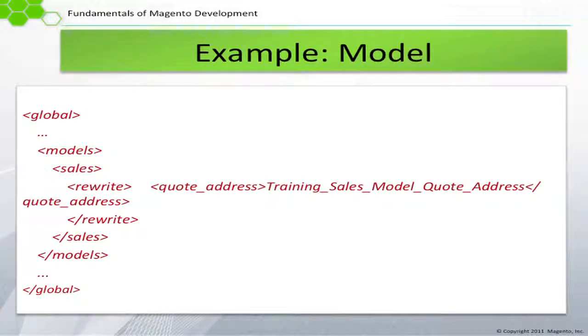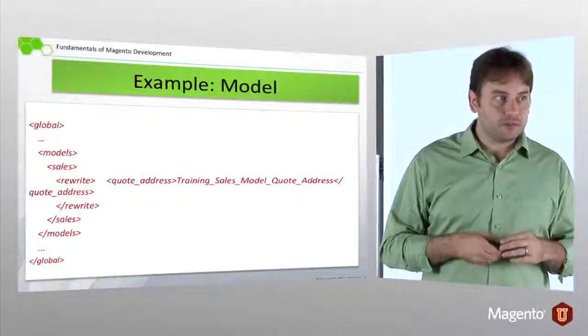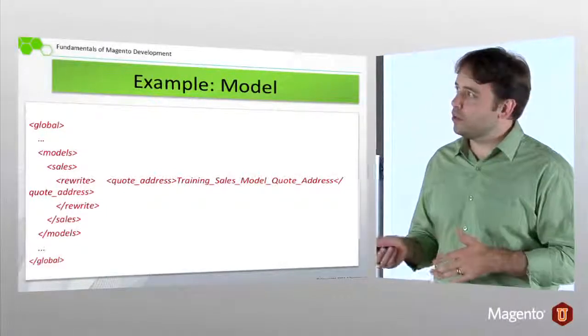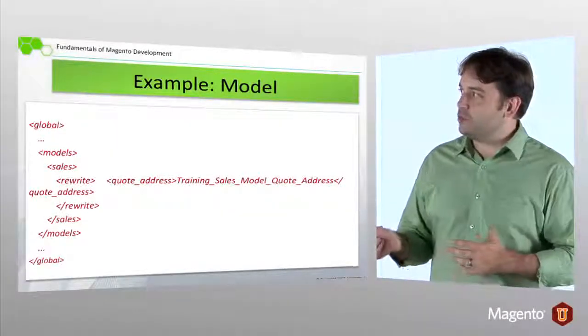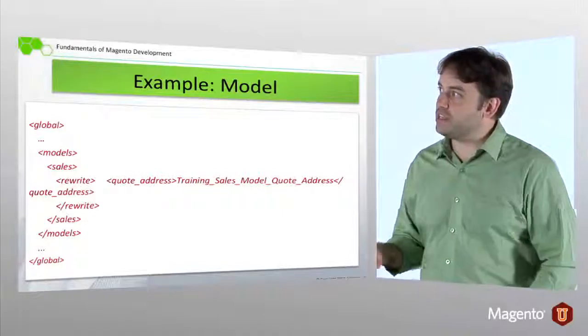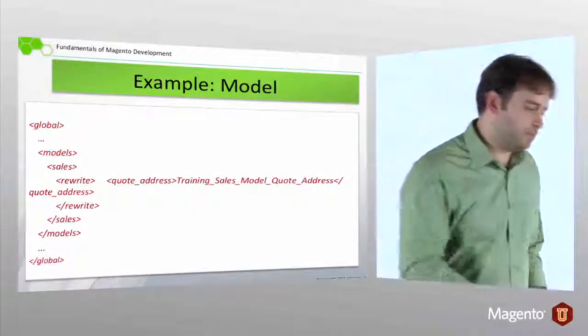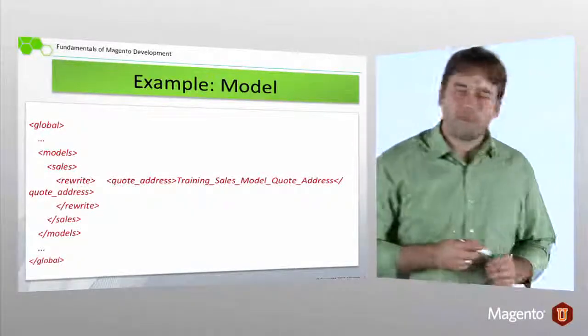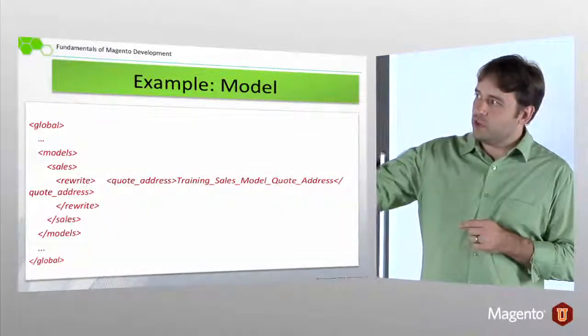So we've been talking about configuration. We've looked at how to set up our own module. And here, we're going to look at how we can, in our own module's configuration file, change something else in the system. In this case, we're going to change sales quote address. So I'd like to take a moment and point something out. If you see over here, sales quote address.